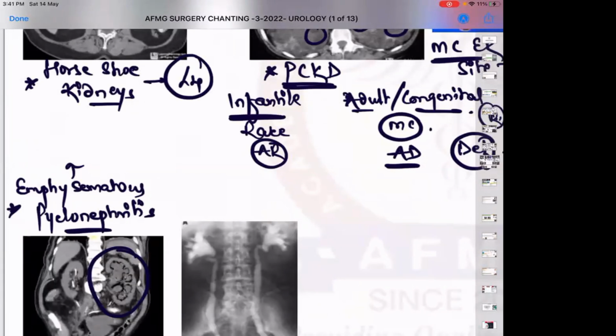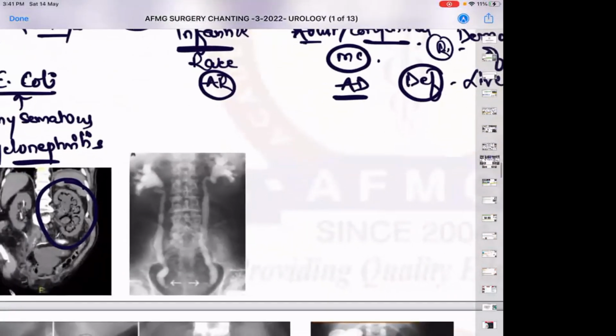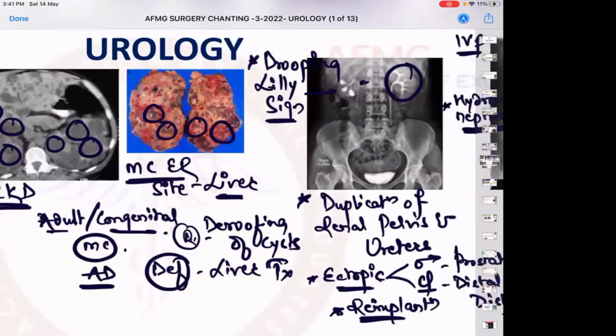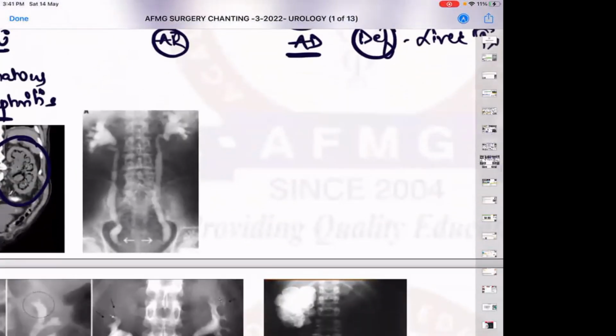Which is the most common organism responsible for emphysematous pyelonephritis? Anybody? It is E. coli. Most common organism responsible for emphysematous pyelonephritis is E. coli. Please remember this. ठीक है? So IVP पे क्या दिखेगा किसमें? Next, if I talk about this condition, what would be seen over here?